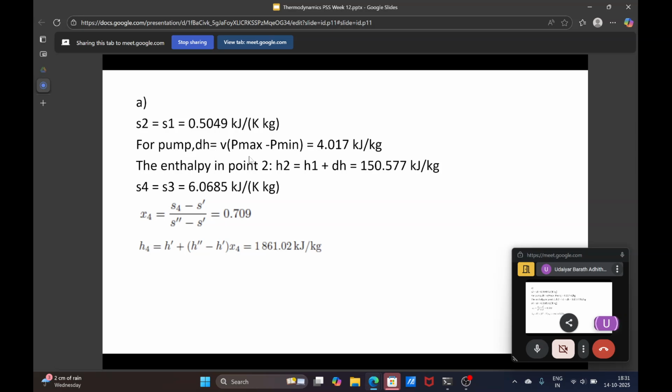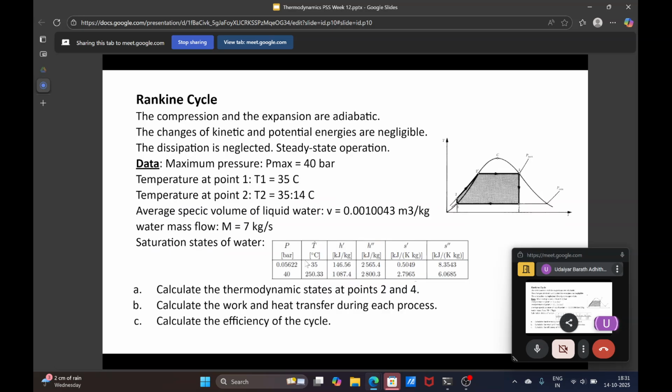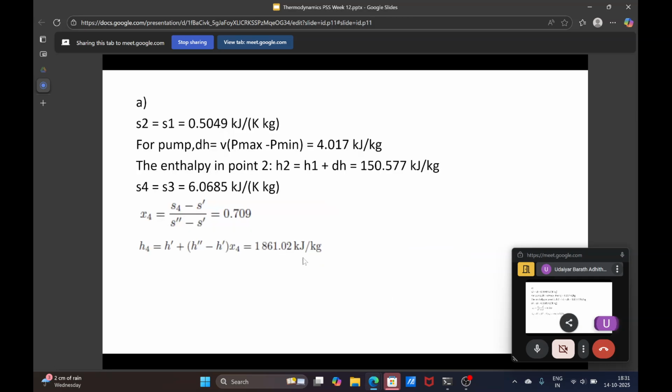So V is given, you know the operating pressures, so 40 bar, and the pressure corresponding to 35 degrees Celsius, which is 0.056 bar. So substituting that and converting into pascals, what we get is pump work to be 4.017 kilojoule per kg. So using this, we can now estimate the enthalpy at the pump exit. So the pump exit will be H2 is H1 plus delta H.